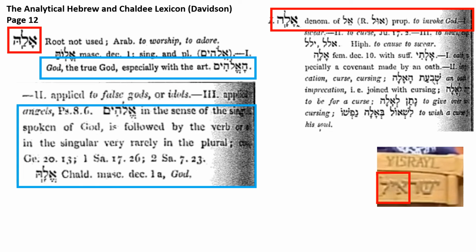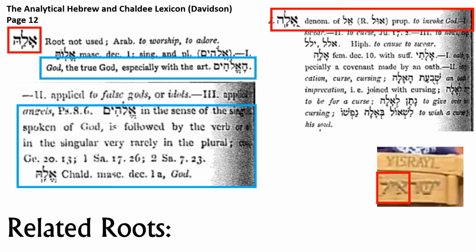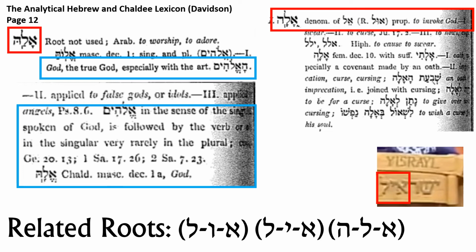They claim that Aleph Yud Lamed is pagan, and they also claim that the other ones are pagan, but they're actually using it. So again, remember how I told you about those related roots, that Aleph Vav Lamed and Aleph Yud Lamed and Aleph Lamed Hey are all related? Well, this lexicon proves it.